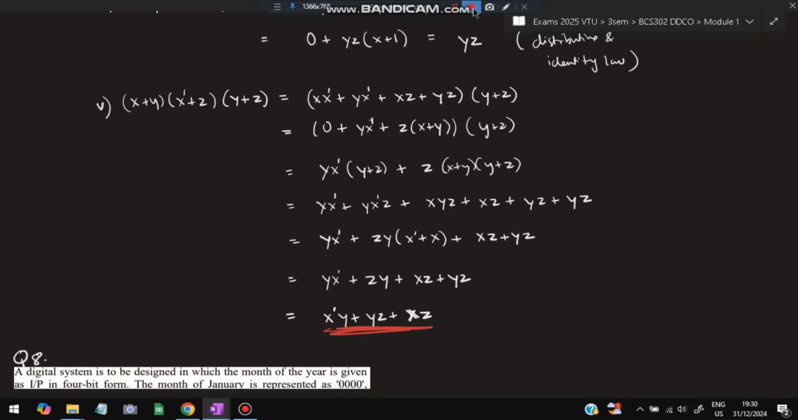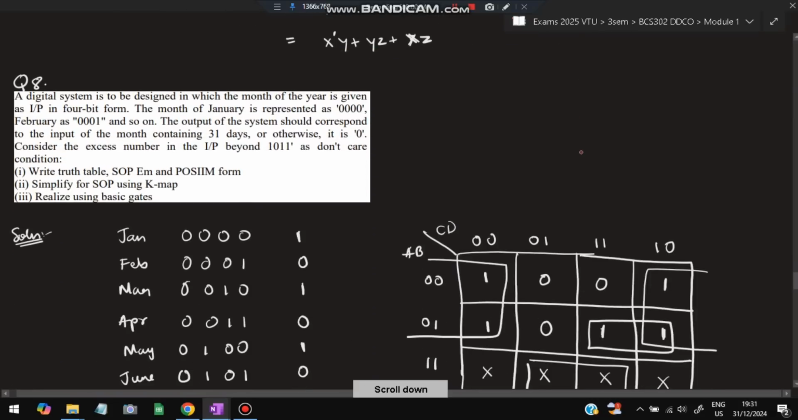Okay. Moving on to the last super important question of this module, which is: a digital system is to be designed. The month of the year is given. It is in the input form of 4-bit. January is 0000, February is 0001, and so on. Output is 1 if the input corresponds to a month containing 31 days, and if it is not 31 days, the output should be 0. Consider excess numbers beyond 1011 as don't care.